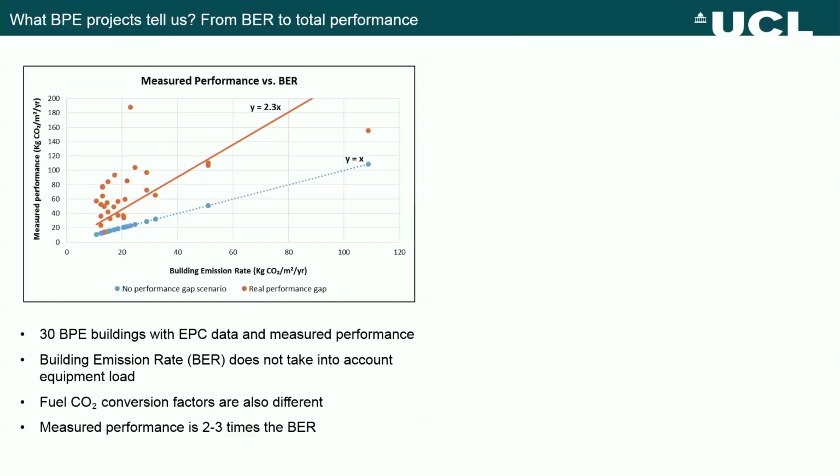So 2.3, one of the speakers mentioned 2.6. I'm talking about a subset of that sample, 30 buildings for which I managed to find EPC data from the landmark register. So 2.3, somewhere between 2 and 3 times so-called design estimates, is the performance gap if you use BER, building emission rate, which excludes the equipment load, and so on and so forth.